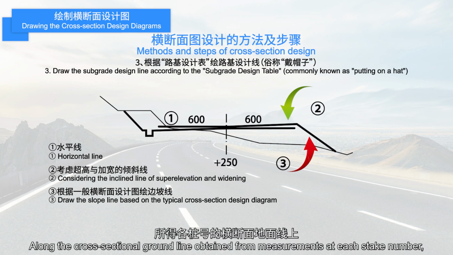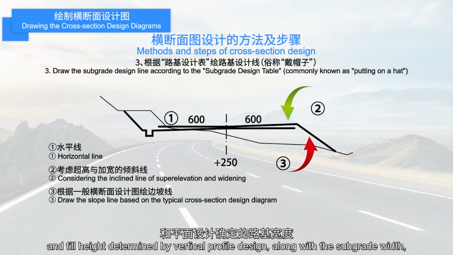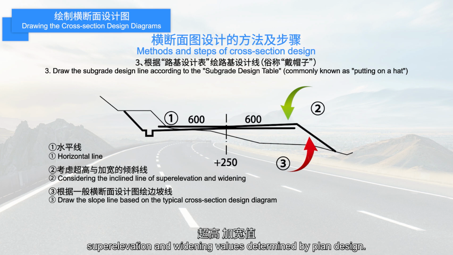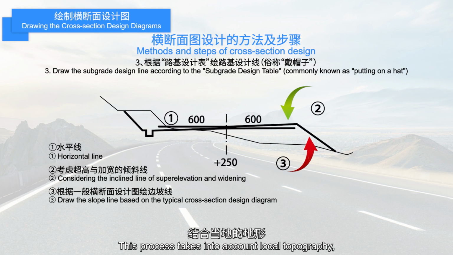Along the cross-sectional ground line obtained from measurements at each stake number, the cross-section diagram is drawn by combining the cut and fill height determined by vertical profile design, along with the subgrade width, superelevation and widening values determined by plan design. This process takes into account local topography, geology, and other natural conditions, and refers to the typical cross-section diagram, producing the cross-section drawings for each stake.